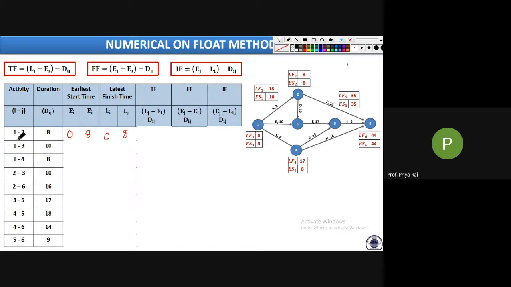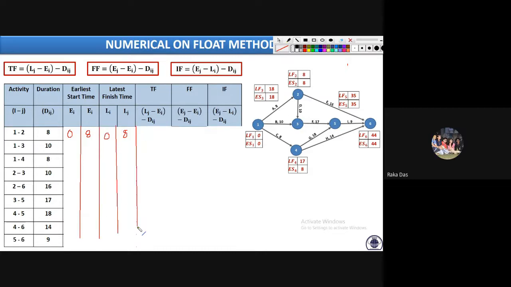Now take, for 1 to 3. For 1 to 3, i is 1, 3 is j. So this will be E1, E3, and this is L1, L3. So tell me what the values are here. Which value should be put in this column? 0. Yes, 0, then 18.